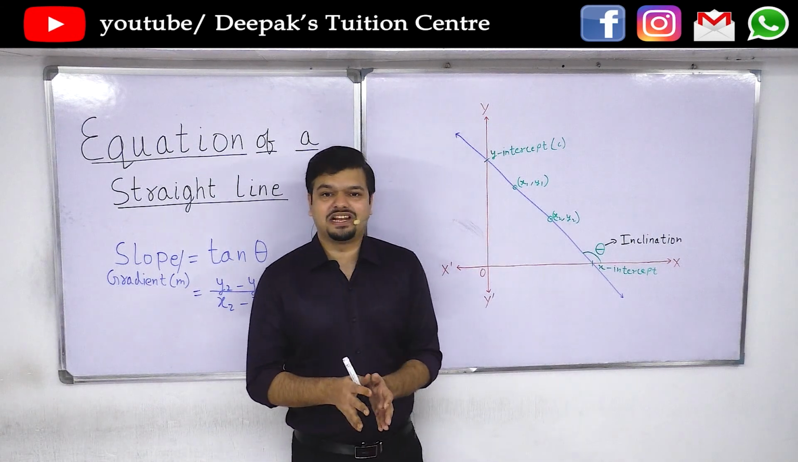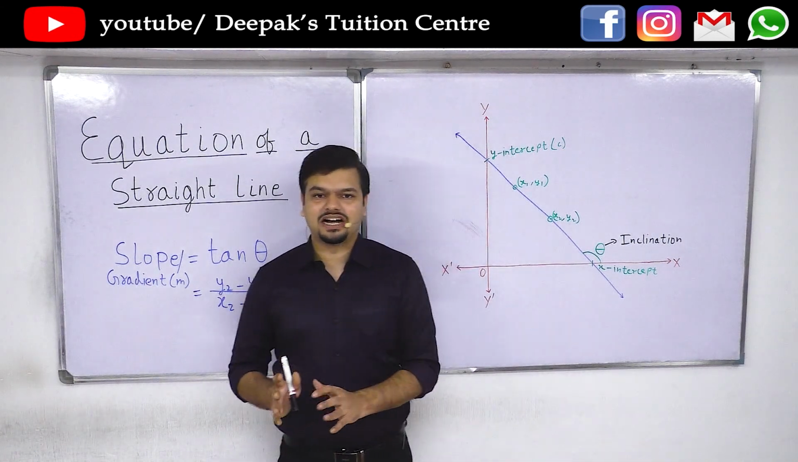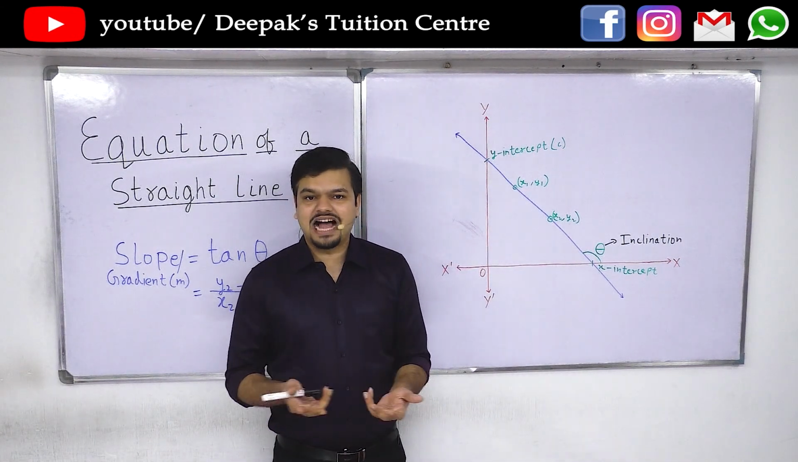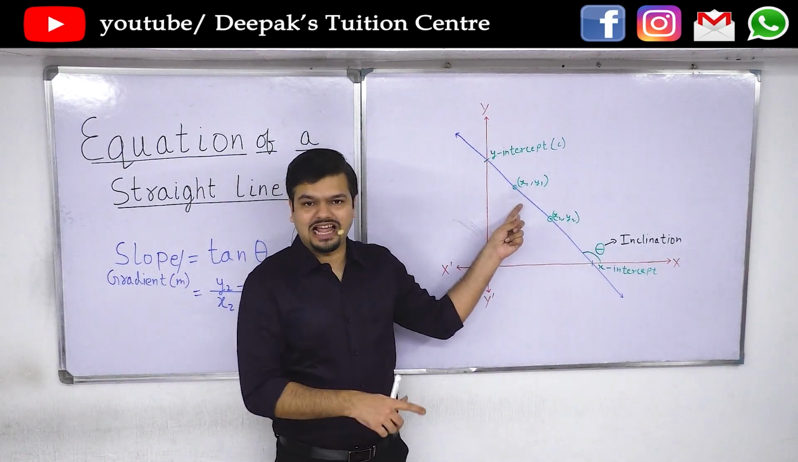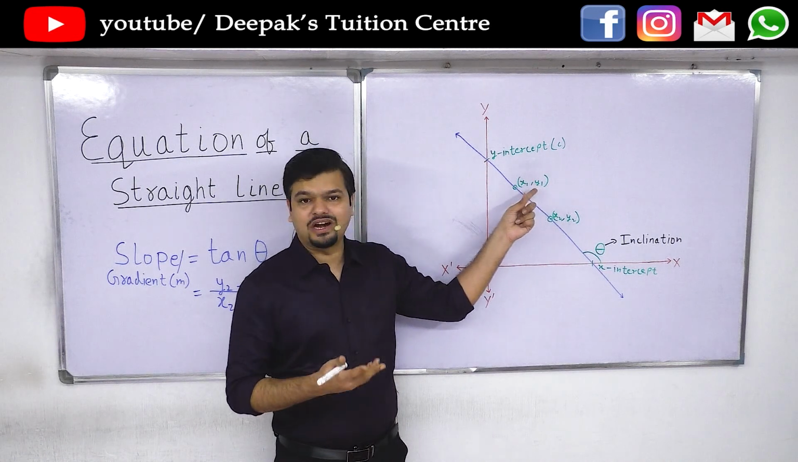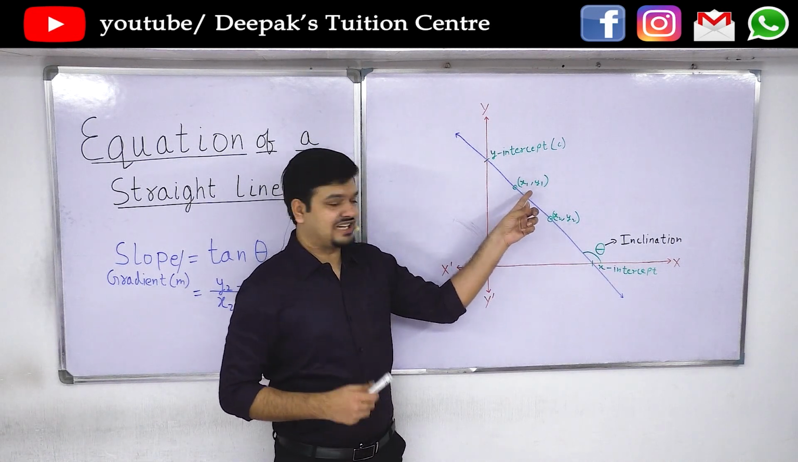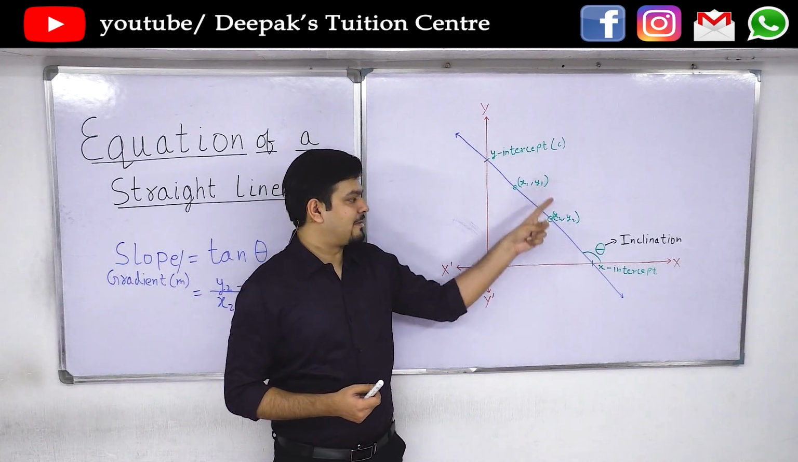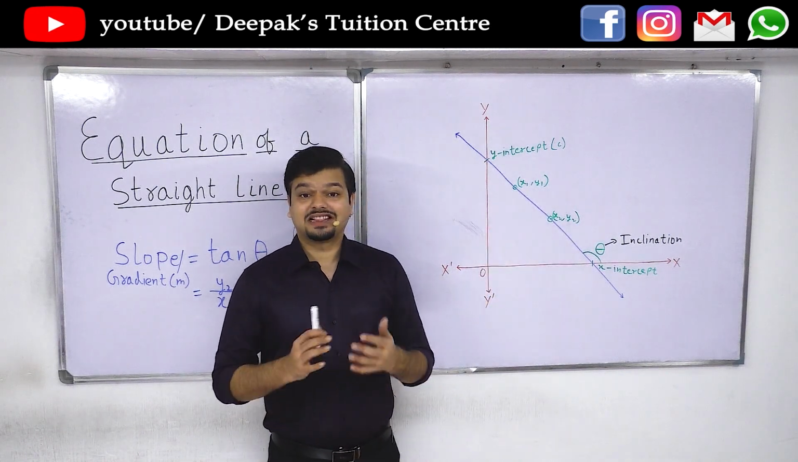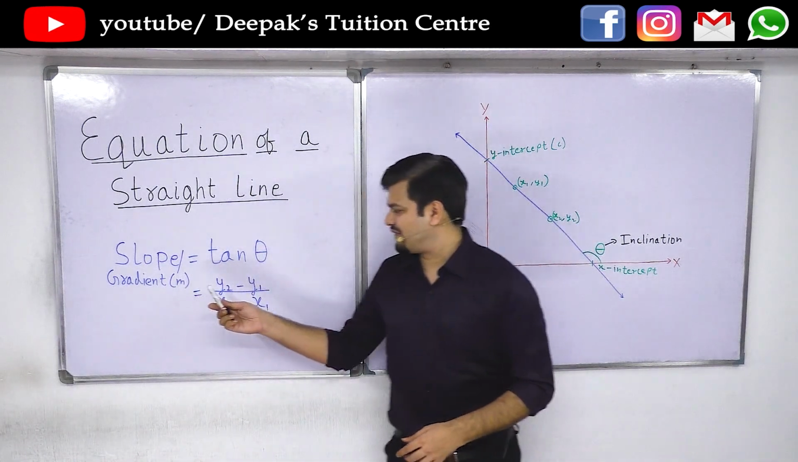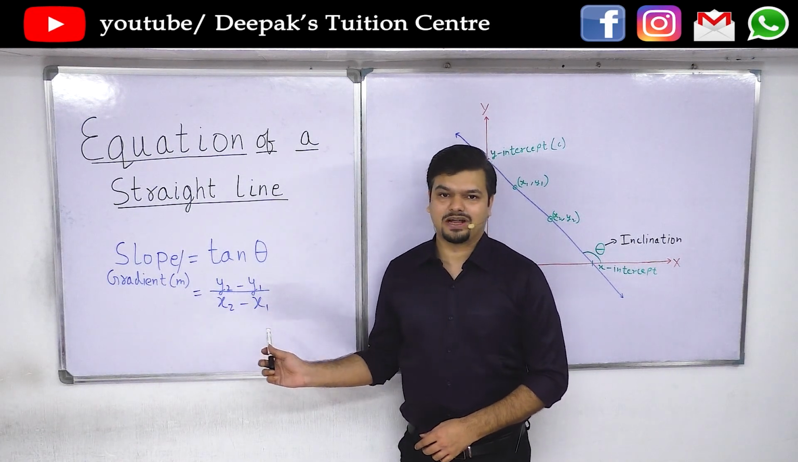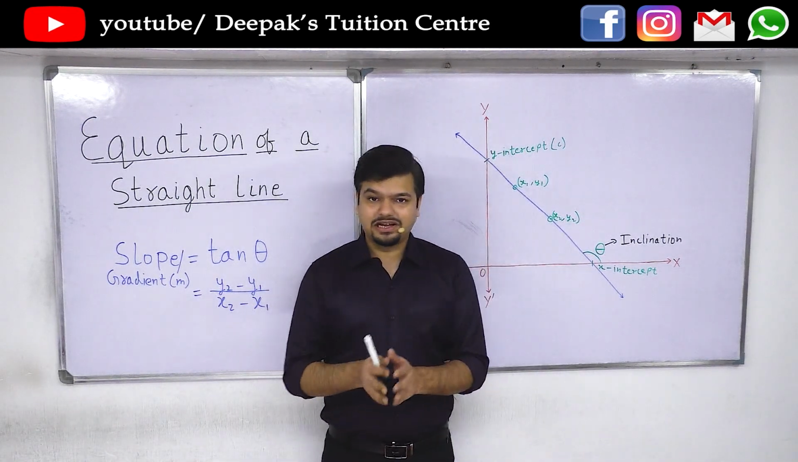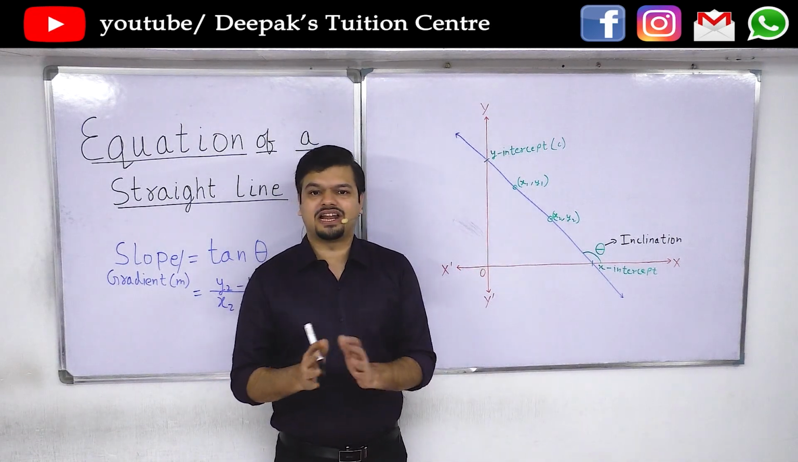But if for some reason you do not know theta, the question does not state what the angle is, but the question states the coordinates of 2 points on the line. That is, let us take those points as x1, y1 and x2, y2. Then we can find the slope using the formula (y2 minus y1) whole divided by (x2 minus x1). So, you can take any point as x1, y1 and x2, y2.